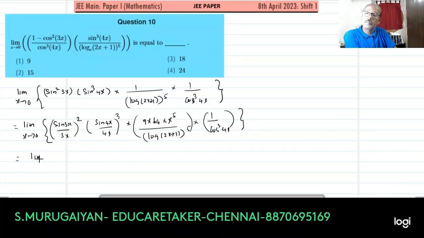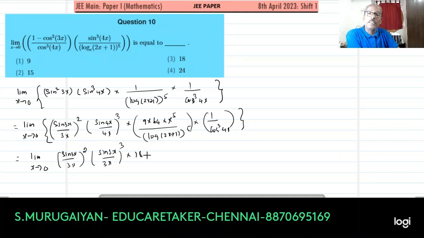Then limit x approaches 0, sin 3x by 3x whole square, 1 square, it will be 1, sin 3x by 3x whole cube, 9 into 2, 18 into 2x by log of 2x plus 1, only 2, whole power 5 into 1 by cos cube 4x.